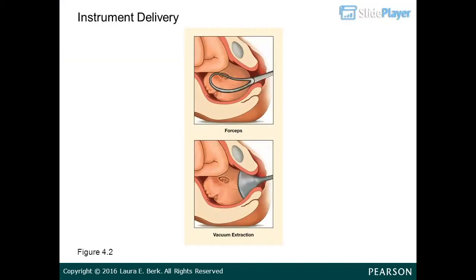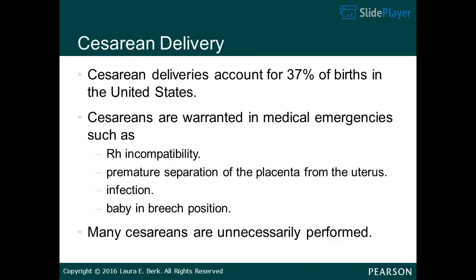Instrument delivery. Figure 4.2, Instrument delivery. Figure 4.2. Caesarean delivery. Caesarean deliveries account for 37% of births in the United States. Caesareans are warranted in medical emergencies such as Rh incompatibility, premature separation of the placenta from the uterus, infection, or baby in breech position. Many caesareans are unnecessarily performed.